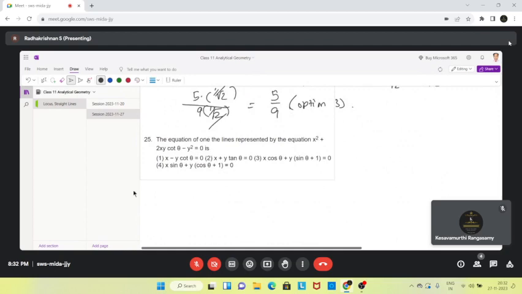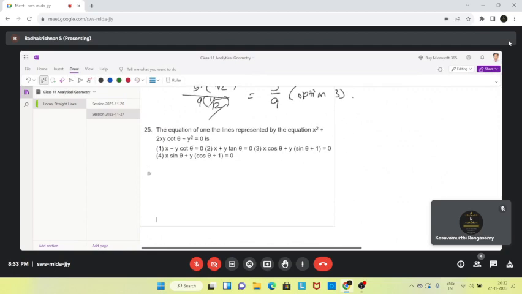Now we come to the last problem. The equation of one of the lines represented by x square equal to 0. So now we have to find out the factors of this quadratic equation and determine the two lines. Then one of the lines, which one it matches, that is what you have to find out. It is simply factorizing. That is all the problem is about.